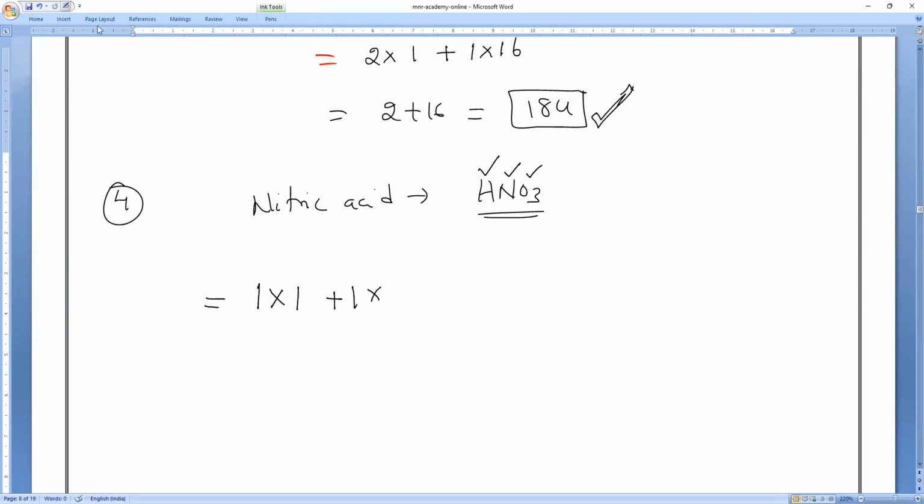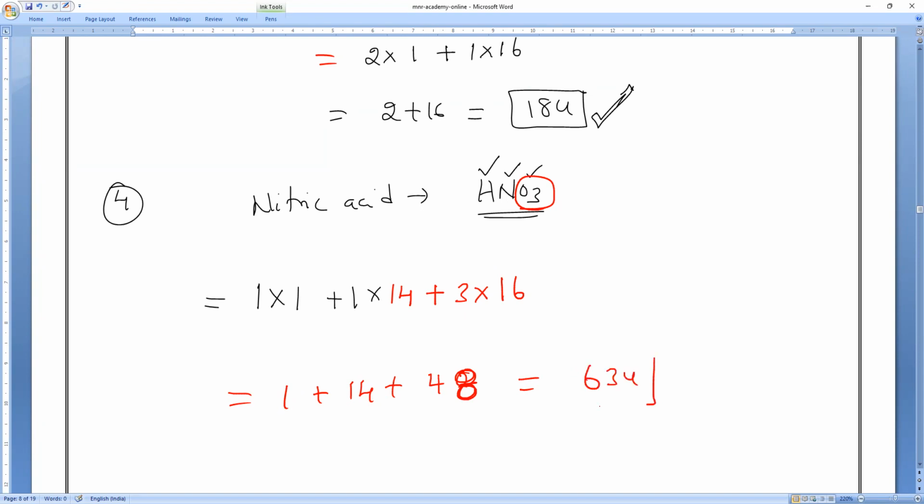What is the atomic mass of nitrogen? 14. Plus number of atoms of third element, 3, into atomic mass of oxygen, 16. So 1 plus 14 plus 16 threes, which is 48. So the total is 63. Am I right, everybody? Verified. Understood?